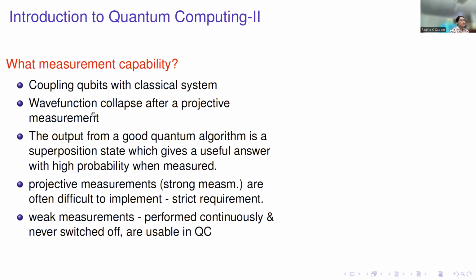As I discussed earlier, we are going to do projective measurements. Coupling of the qubit with the classical system should be very high. When we have a good quantum algorithm, at the end of the day we will be given a superposition state, and from it we are going to measure a particular state. Because of quantum measurement, you are allowed to measure only one state. You cannot say, oh, this is not the correct one, I should go back and do the measurement. No, you cannot do that. The information is already lost once you measure it.